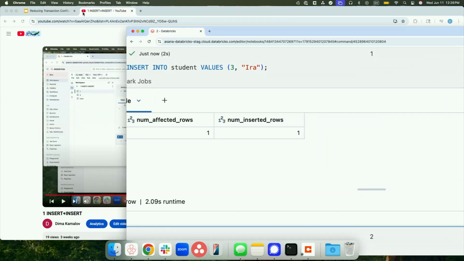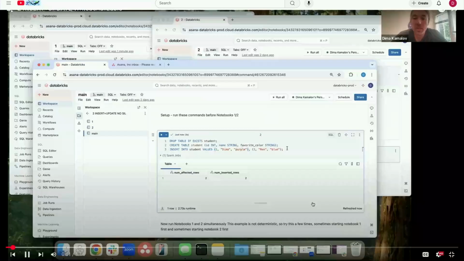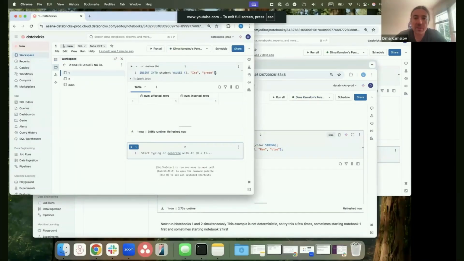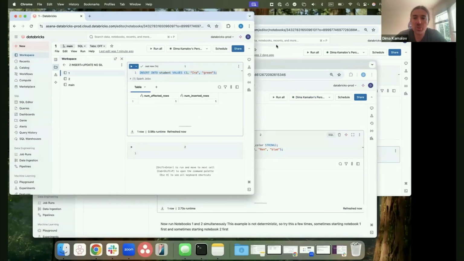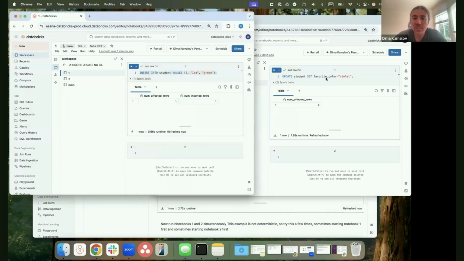So life starts being a little bit more complicated once we get to the second example. We're again going to start with a table with 2 rows. And the transaction on the left will try to, again, insert a row, but the transaction on the right will try to change all existing rows, change all the favorite colors to violet. So let's see what happens when we try to run these at about the same time.